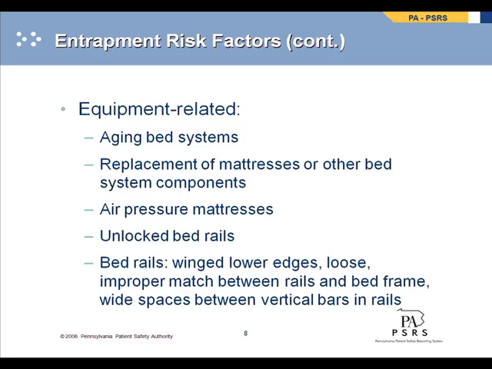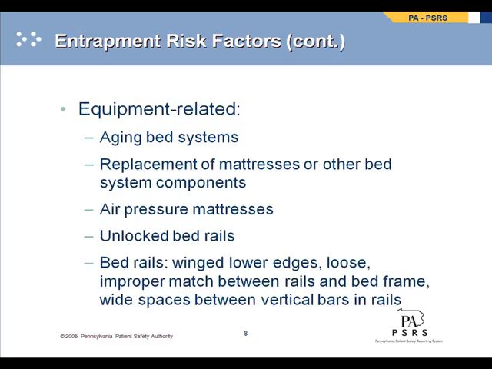When a patient moves to one side of some types of air pressure mattresses, that side compresses while the center of the mattress raises. The resulting slide allows the patient to move toward the bed rail. Such compression also may widen the space between the rail and the mattress, increasing entrapment risk.